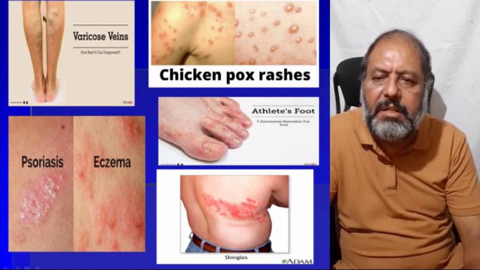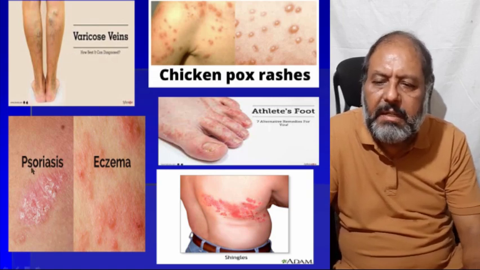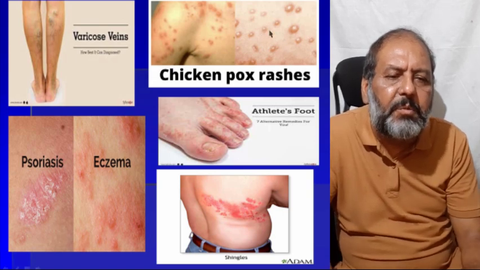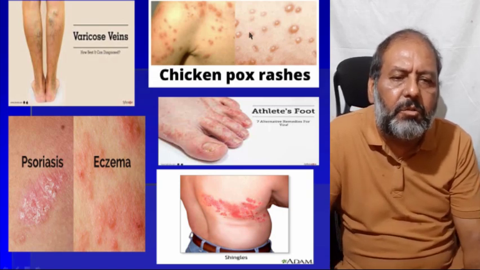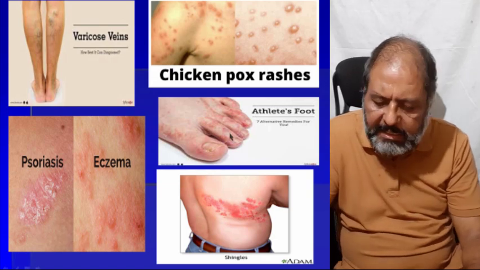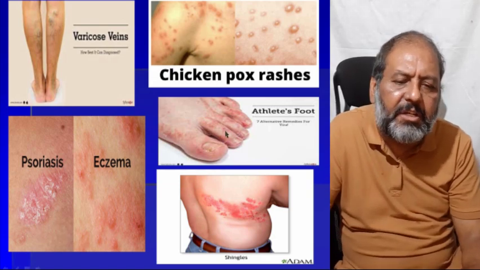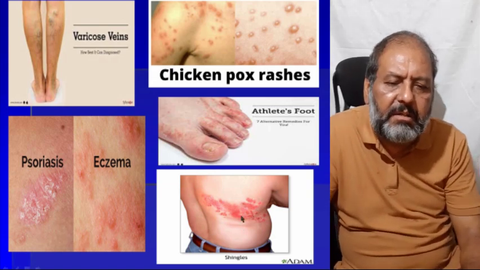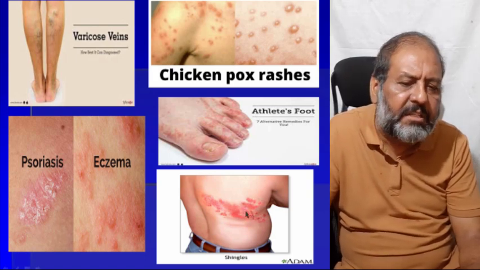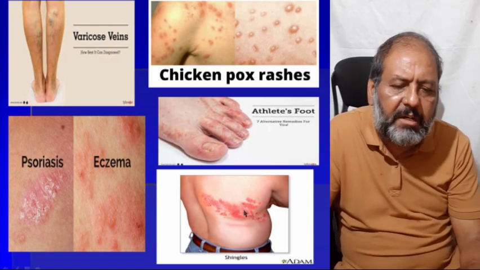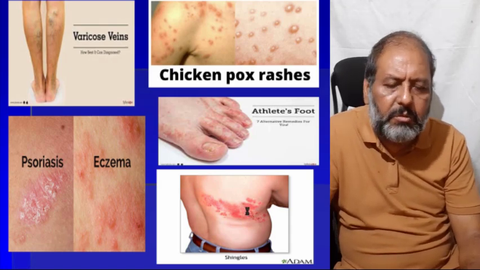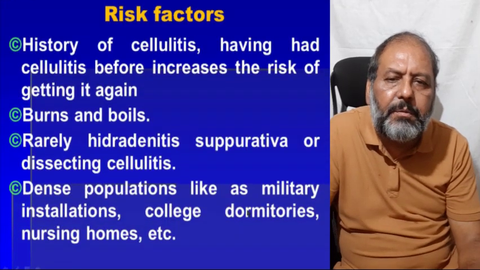Here one can see the varicose veins and the psoriasis and the eczema and chickenpox rash. These are also causing a break in the skin, and in athlete's foot one can see the macerated skin and the broken skin, and the shingles, herpes zoster, also breaks the skin because the blisters come out through the skin. So these predispose to causing cellulitis.